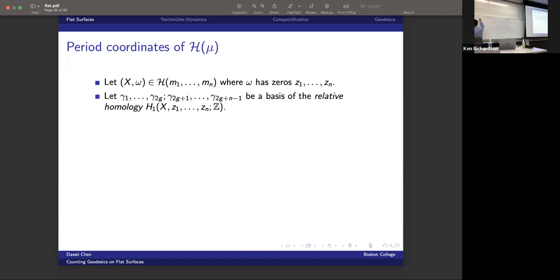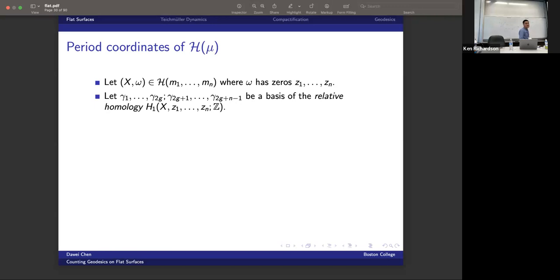Here I'm drawing the topological picture, because H1 is topological information. There's a standard presentation of the surface. I have this gamma i for i from 1 to 2g, to form the basis for the absolute part of H1. Then I have these special zeros, c1, c2, up to cn. I just connect n minus one of them to the last one. These are the additional gammas. And the order of drawing the points does not matter, because if you change the way you connect them, the difference will be contained in the absolute part. So this does give you a basis.